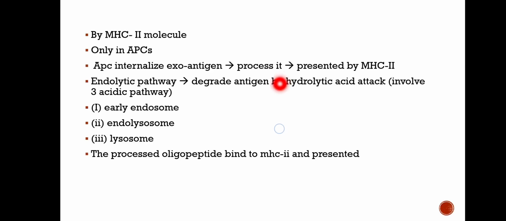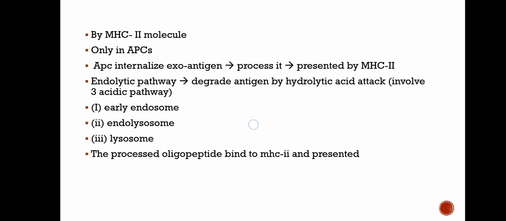Now these processed peptides bind to the MHC-II antigen binding cleft, and now the MHC-II molecules migrate to the membrane, and the antigen is presented to the T cells. Now the endolytic pathway degrades the antigen into smaller peptides. So it is a hydrolytic acid attack, which breaks the protein antigen into smaller peptides.